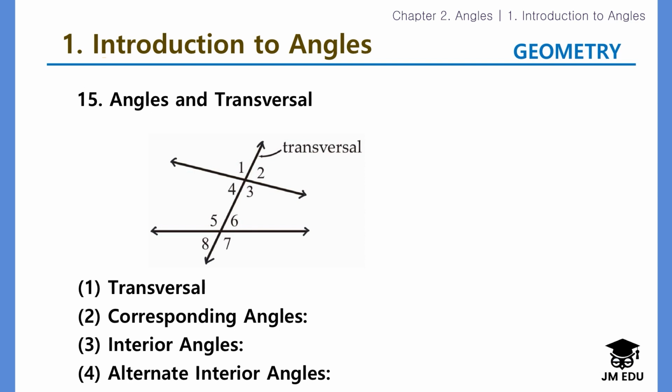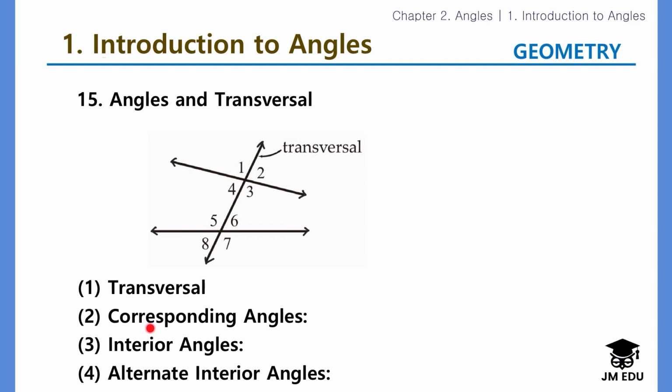Number 15, angles and transversal. Number 1, transversal is a line that intersects two or more lines at different points. So in this figure, this line is a transversal because it intersects two lines at different points, right?